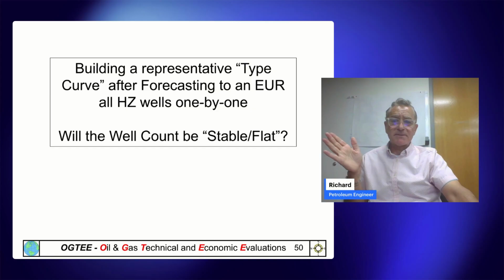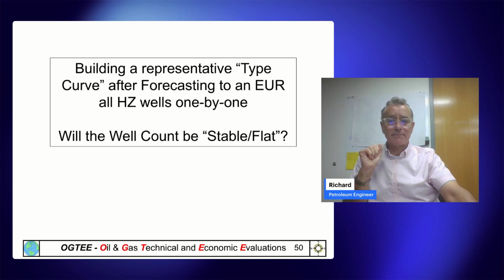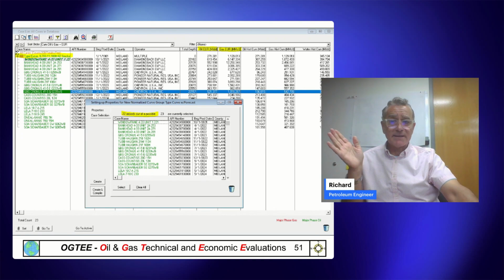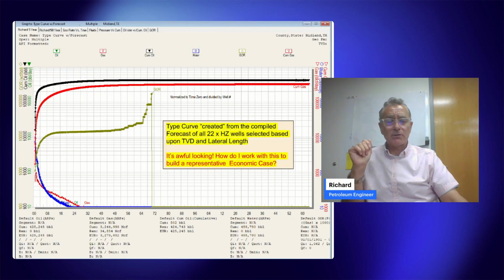Now, building that representative type curve, I've got to run the forecast for each one of those 22 well bores one by one. Will the well count be stable and flat? The answer is yes, it will be. Now I'm going to create that type curve. The type curve is created by putting together the forecast on an individual well basis for each one of those well bores. Now this is what it looks like.